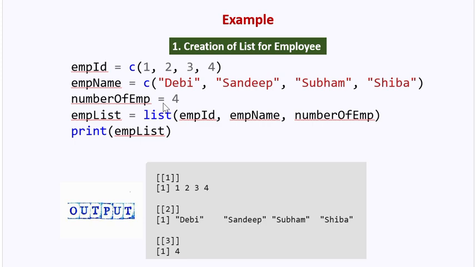When you give the name of the list we created, emp list, it will display everything together with the index values. You can see the output here. The first one is the collection of the first set of data, which is nothing but the IDs, the employee details of all the employees. The second tells about the names of the employees, and the third is nothing but the count of the employees. So in this way, we can create a list.